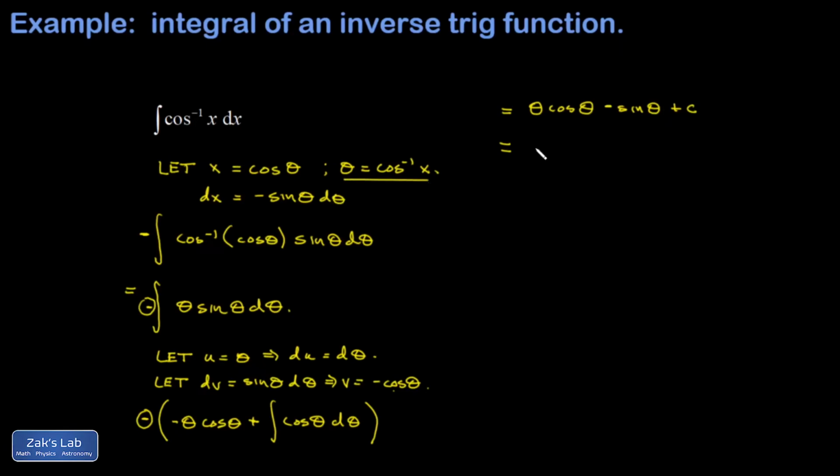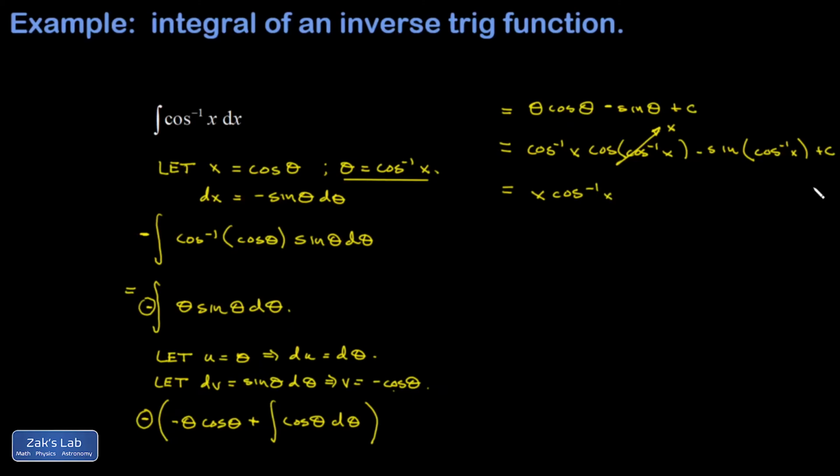Theta is the inverse cosine of x. So I have inverse cosine of x times the cosine of the inverse cosine of x minus the sine of the inverse cosine of x plus c. Now one of these pieces is easy and one is hard. The cosine of the inverse cosine, that's the easy piece. They undo each other and I just get x out of that piece. So my antiderivative starts with x inverse cosine x.